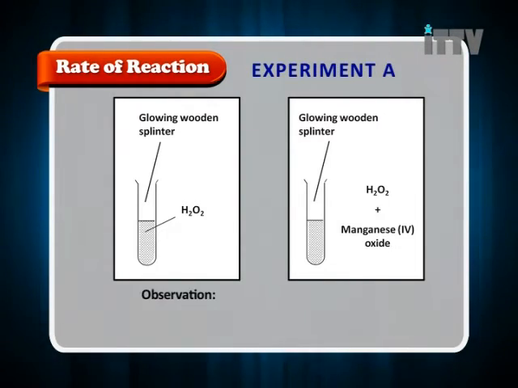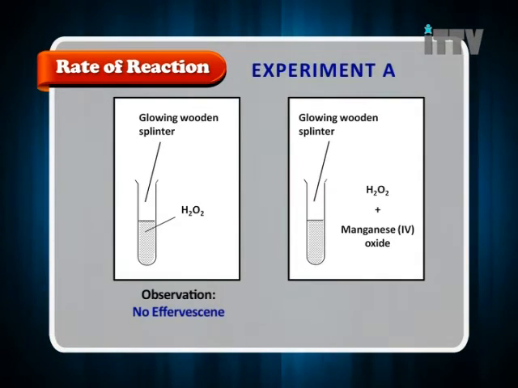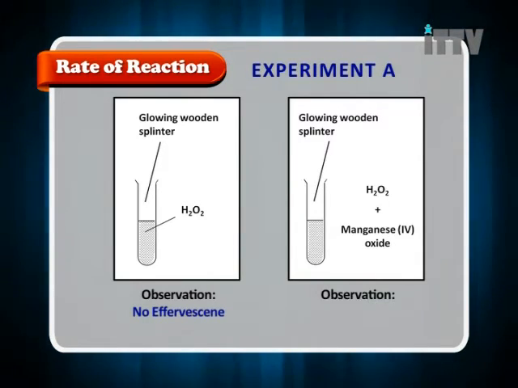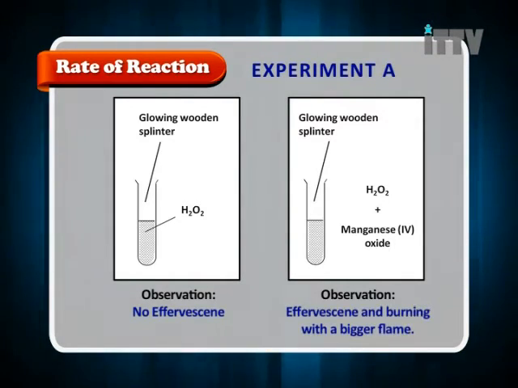In the first reaction, we observe no effervescence, which means we can't even see the oxygen gas being produced. In the second reaction with the catalyst, our observation is that the effervescence is visible and the glowing wooden splinter is burning with a bigger flame.